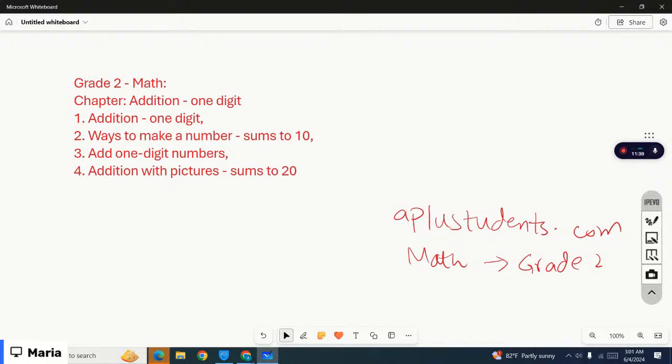The lessons we're going to cover today are addition one digit, ways to make a number, sums to 10, add one digit numbers, addition with pictures, sums to 20. So please make sure you have your notebook and pencil so that you can note down the important examples and definitions as well. Let's start with the first lesson.